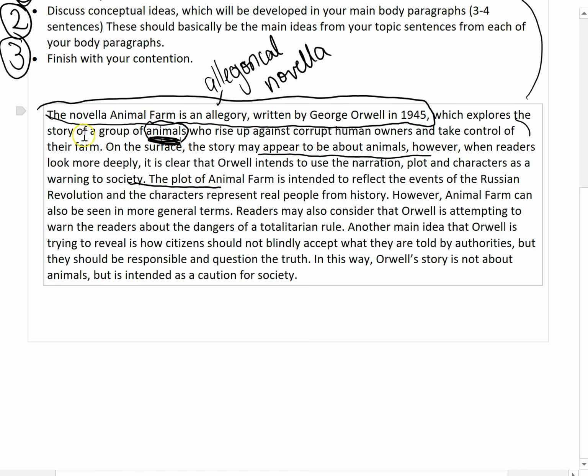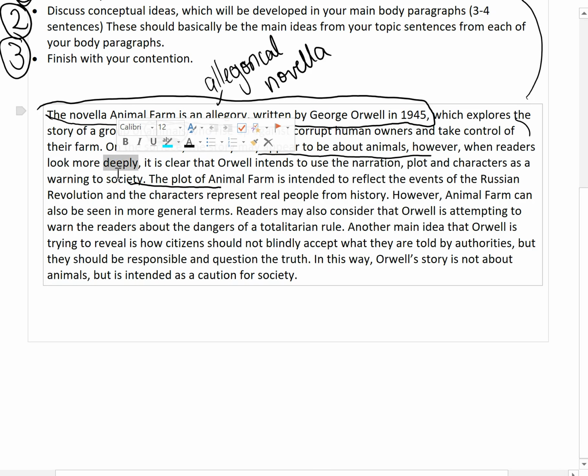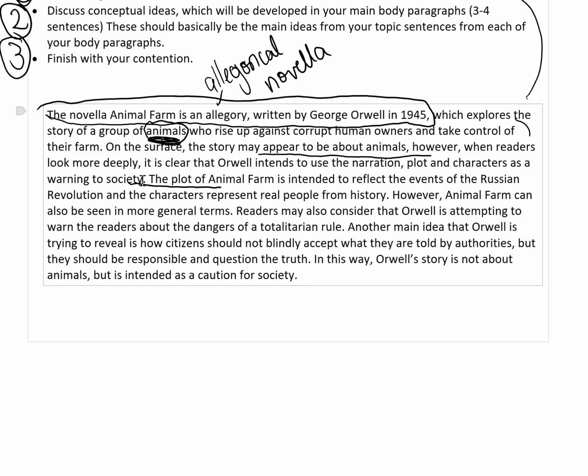And I do that in the next sentence too. So on the surface, the story may appear to be about animals, but when readers look more deeply, it is clear that Orwell intends to use the narration, plot, and characters as a warning to society. This is kind of my contention statement, but I'm going to restate that at the end. That is how you finish your introduction.